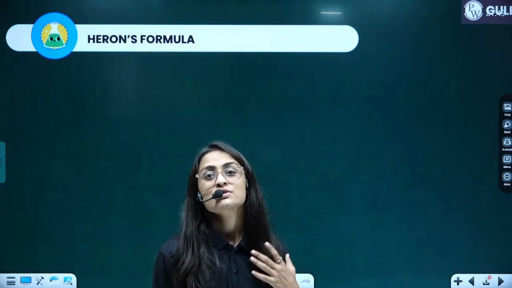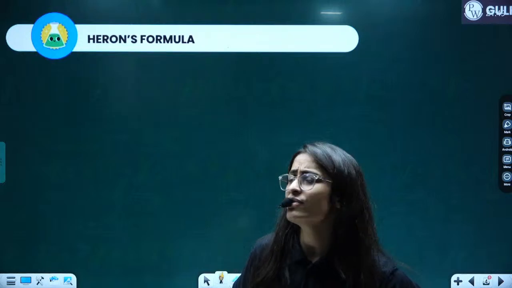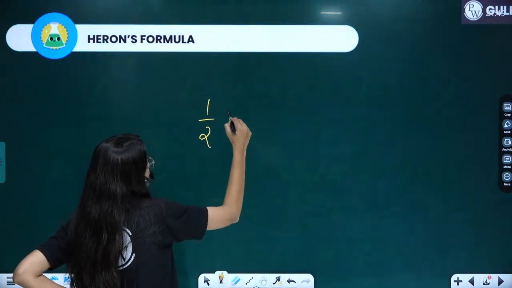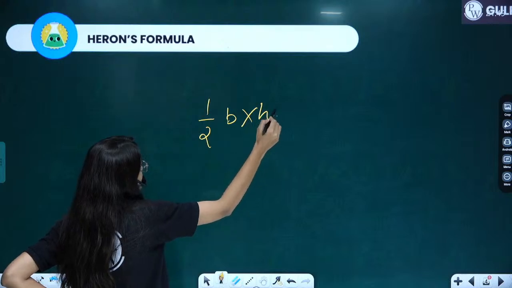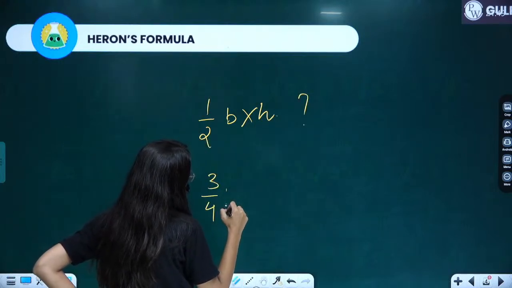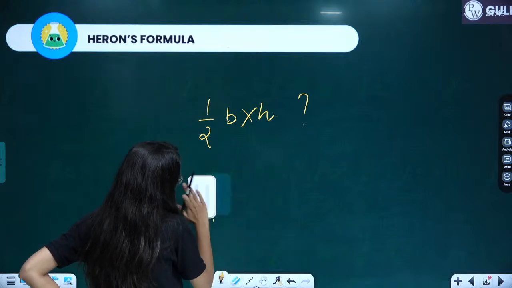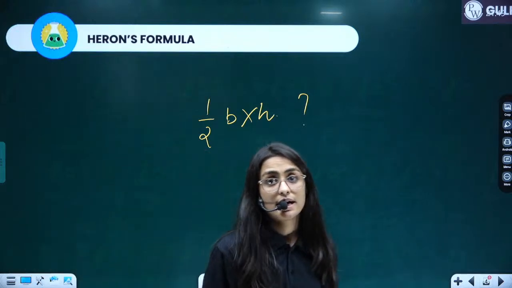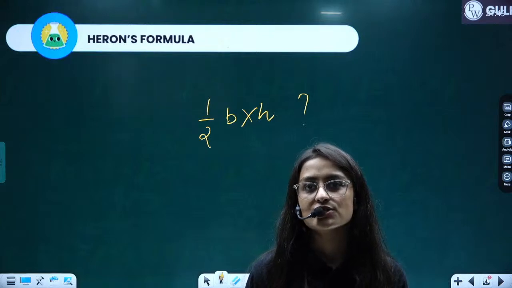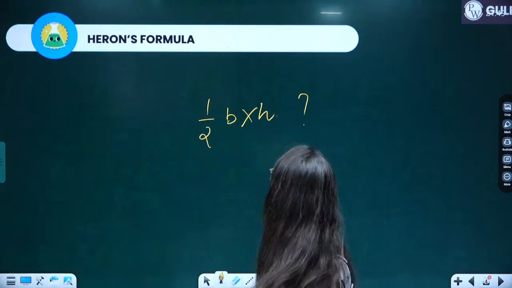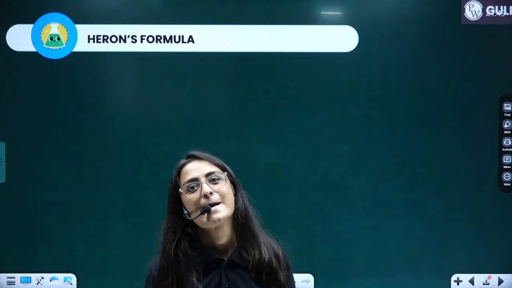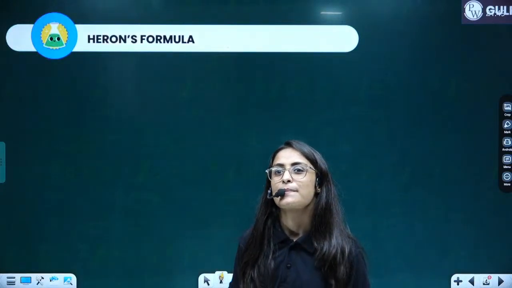Yeah. So Heron's formula. Why do we use Heron's formula directly? Can't we use this formula, 1 by 2 into base into height? Can't we use root 3 by 4 a square, and of course, the other formulas? Why can't we use that? Yes, Achal. Yes, Aishna.